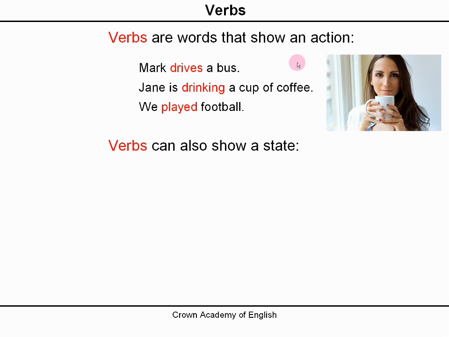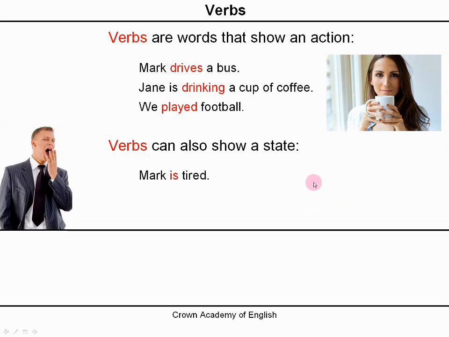Verbs can also show a state. For example, Mark is tired. So it's not an action, it is describing an emotion or the state of Mark. Jane was angry. I feel ill. So it describes the state of often the subject. We can see, so we're describing the state of Mark, who is the subject of the sentence.